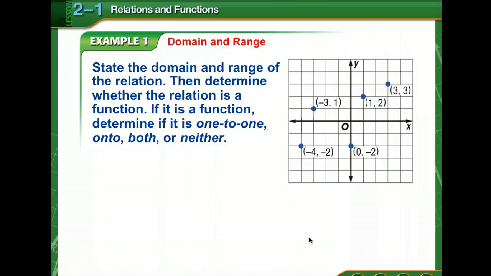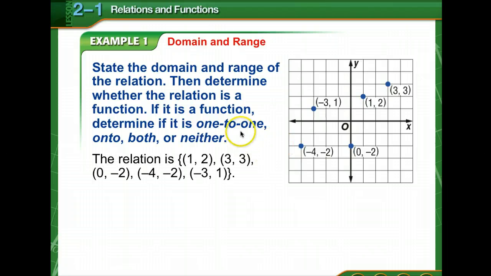So let's look at example 1. They want us to state the domain and range of the relation. Now a relation is just a bunch of ordered pairs. This is a relation. And then they want us to determine whether that relation is a function, and if it is a function, we have to determine if it's one-to-one, onto, both, or neither. So first of all, the relation is made up of the pairs (1, 2), (3, 0), (-2, -4), (-2, ...), and (-3, 1).